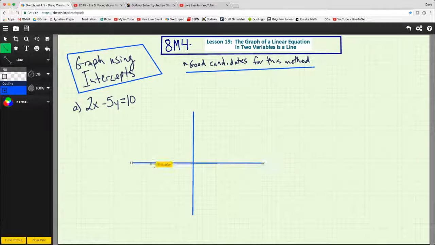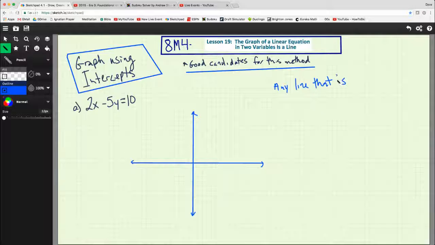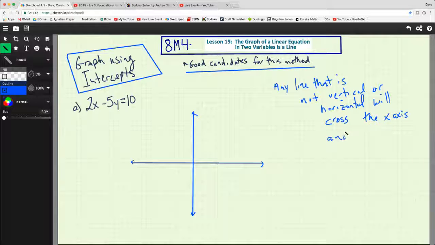And notice that the thing to notice is that any line will eventually exhibit that is not... Here's the idea. Any line that is not vertical or horizontal will cross the x-axis and also the y-axis. That's key. Any line that is non-vertical or horizontal will eventually cross both of these axes.